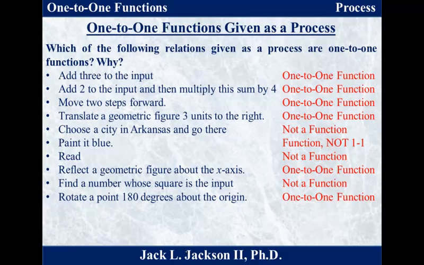The next one is also a one-to-one function. Add 2 to the input and then multiply this sum by 4. That's a one-to-one function. Every input goes to only one output, and every output comes from one input. We can reverse the process to go backwards and see that there are no choices along the reverse direction, just like there are no choices along the forward direction.